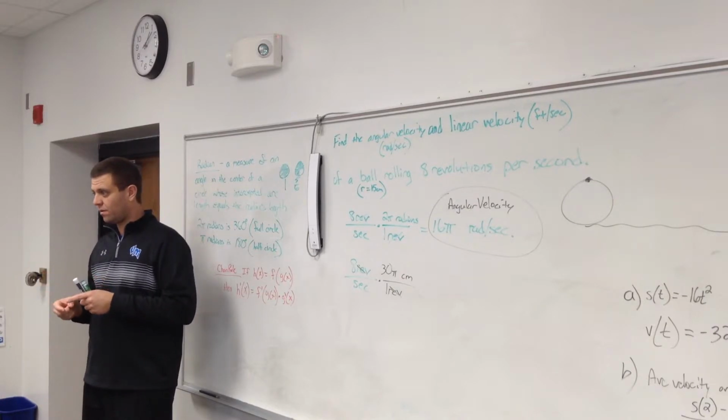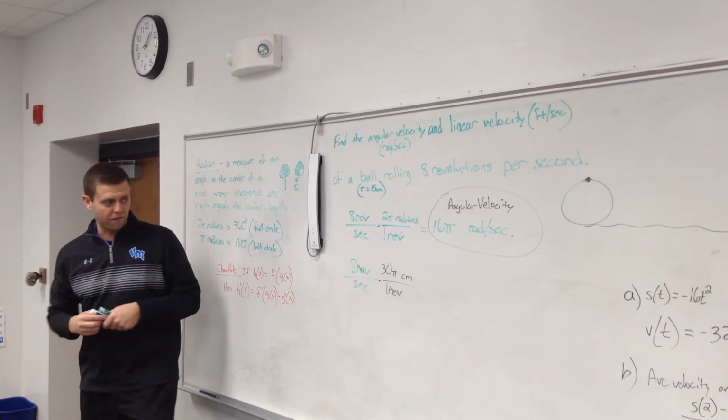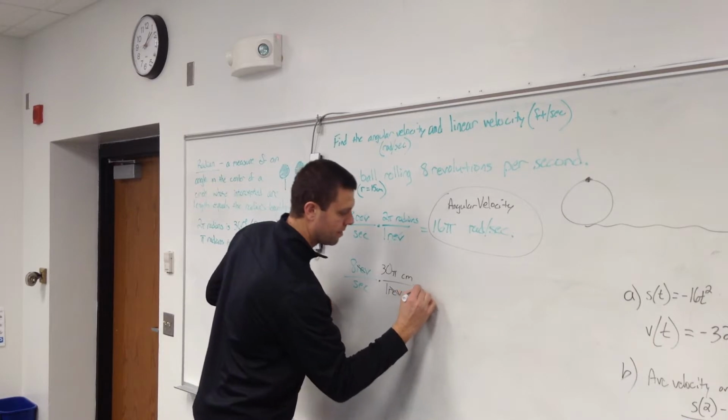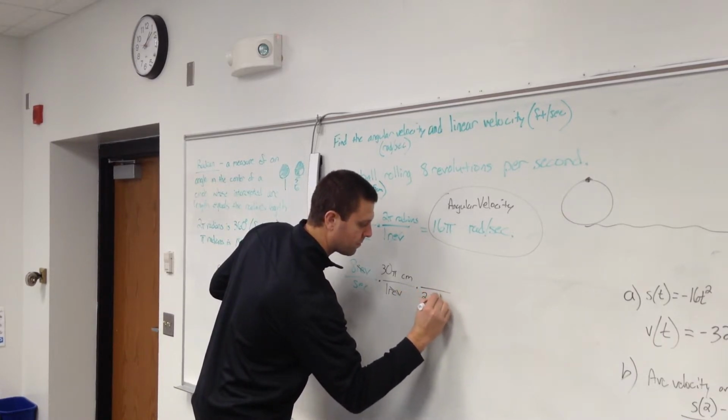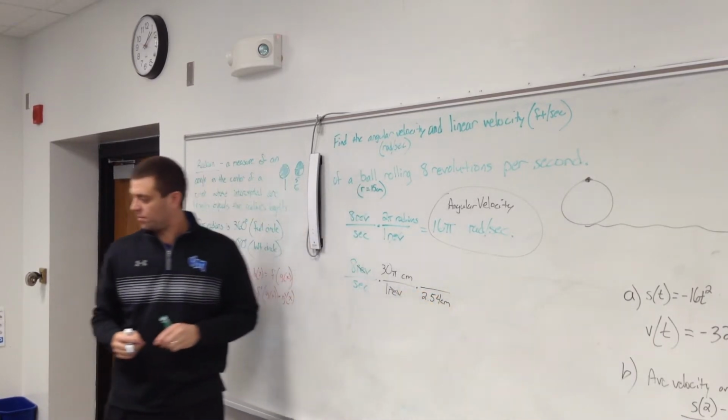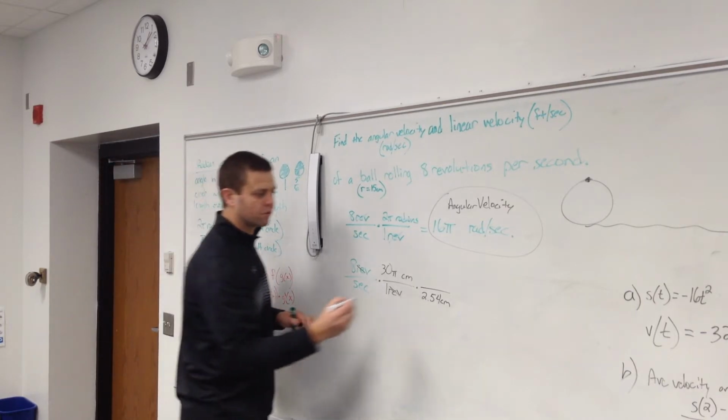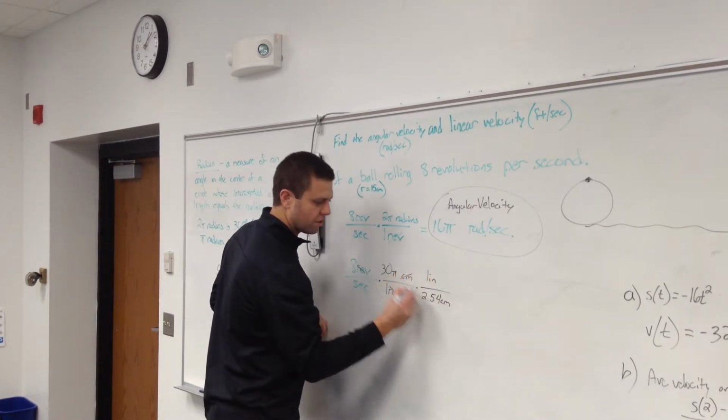Close. 2 point something. 2.56. Close, 2.54. Remember chemistry. I think maybe from chemistry some of you might have recalled that one: 2.54 centimeters in 1 inch.